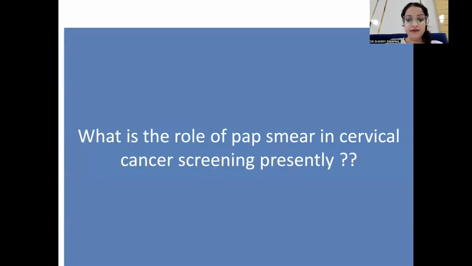So, what is the role of pap smear in cervical cancer screening?